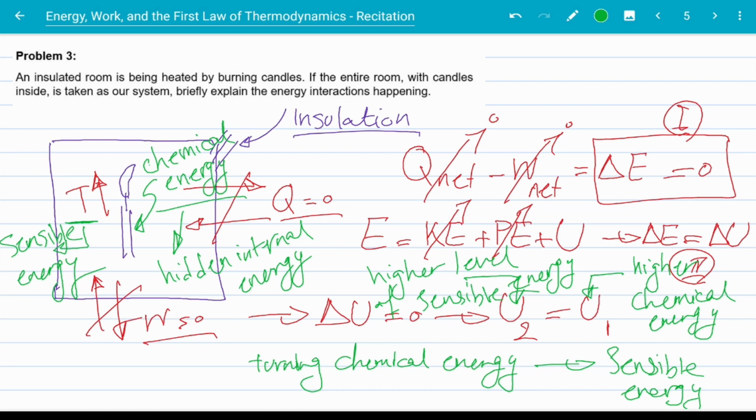But the point that you need to pay attention to is that the total energy of our system, which includes the room and the candles, has not changed. It has only converted from chemical energy into sensible energy or molecular activity. Sensible energy is a representation of molecular activity.